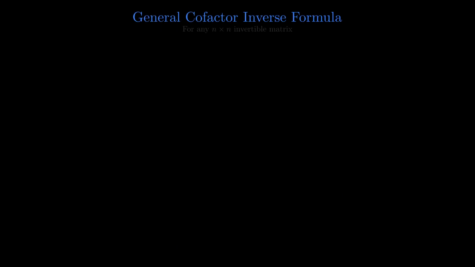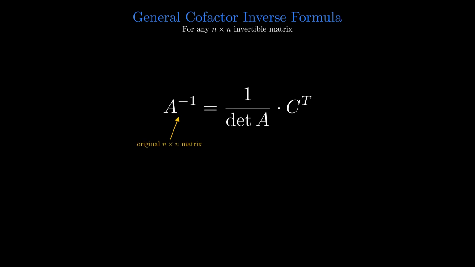This generalizes to any n by n matrix. We define the cofactor matrix C, where Cij is the cofactor of Aij. The inverse formula is inverse equals 1 over det A times C transpose. Here, A is the original n by n matrix, det A is a scalar, C is the cofactor matrix, and C transpose is the transpose of C.